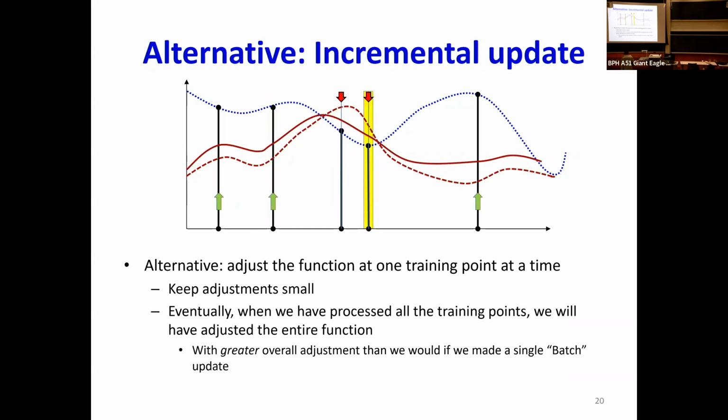So the key here is to keep the adjustment small at each point. And eventually, when you have processed all the training points, you would have adjusted the entire function. The interesting thing is that if I make an adjustment at each of the training points one at a time, the final adjustment can actually be greater than if you looked at all of them all at once. Because you made so many small adjustments, the cumulative adjustment could be much greater than just making one little batch adjustment.